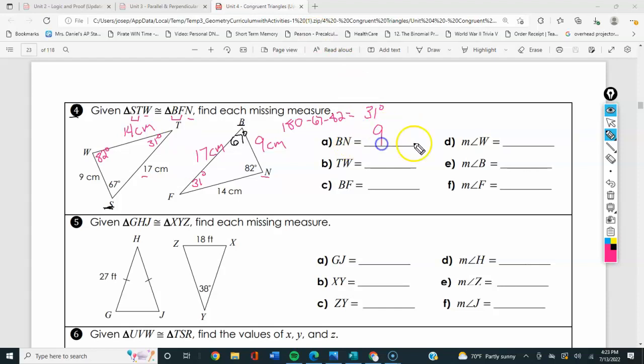So BN was 9 centimeters. TW is 14 centimeters. BF is 17 centimeters. Angle W is 82 degrees. B was 67 degrees. 31 degrees. There we go. Not so bad.